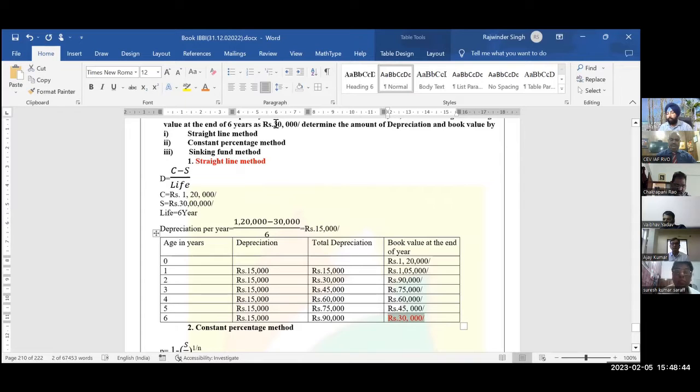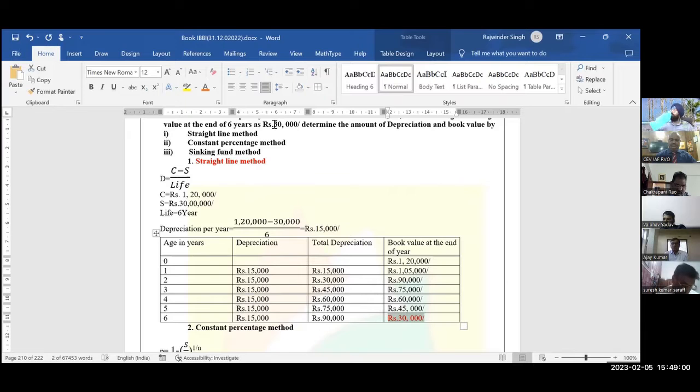You need to remember this table. It's very important to understand the internal behavior of straight line depreciation. In straight line depreciation, the amount of depreciation will be the same. That's why it is called straight line depreciation.